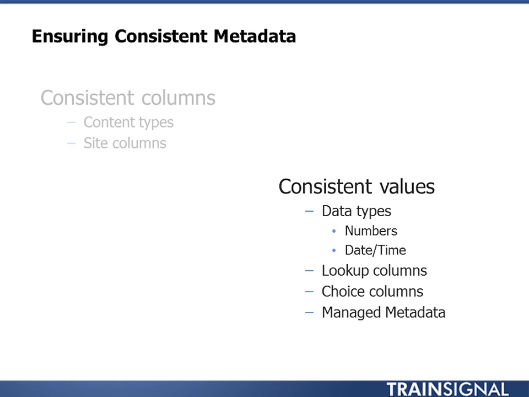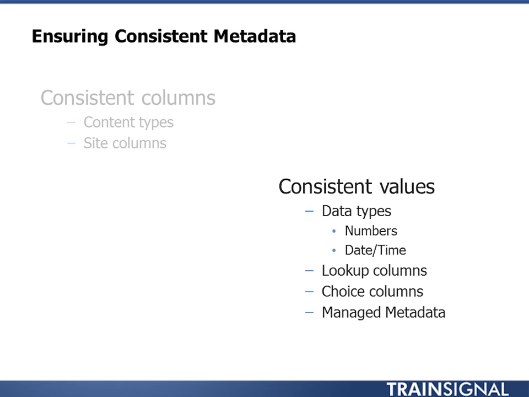Now, we've got the ability to ensure consistent values in a few different ways. We can do this by using data types. For example, by just simply making sure that something is a number, or making sure that something is a date time, I'm automatically going to get some level of consistency there.